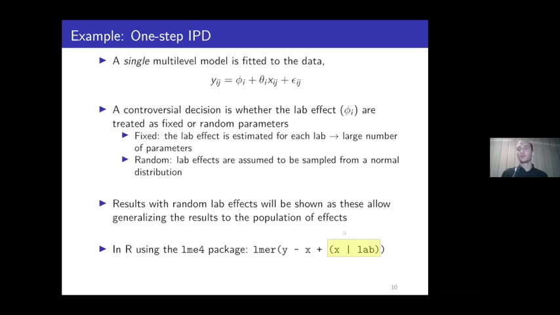So what we are doing over here is the lab specifies that we want to have a random intercept. So it means that this phi i, the lab effects, can differ from study to study. And this x over here refers to that we want to have a random slope. So it means that the treatment effect can differ from study to study. And this is what you call the heterogeneity in the meta-analysis.